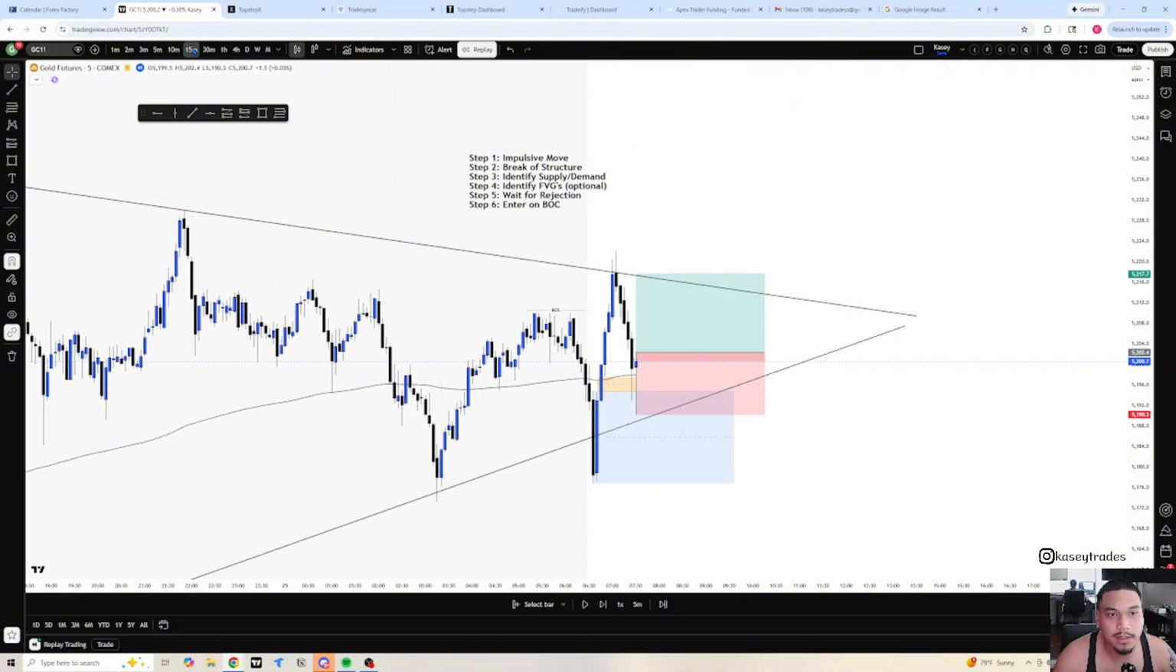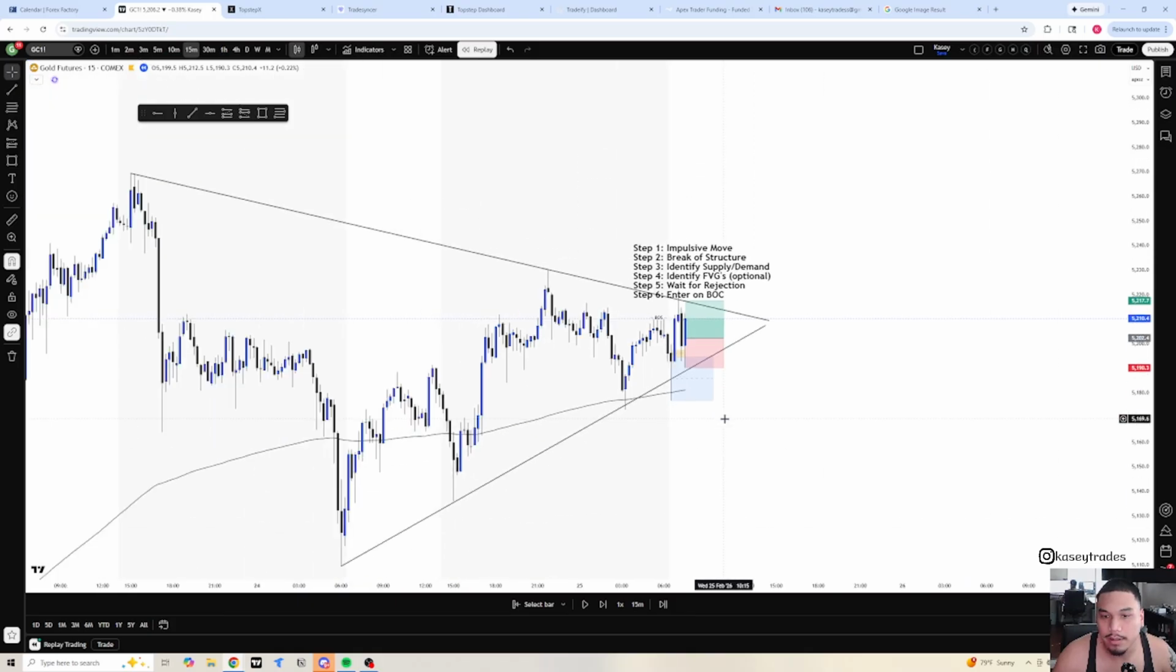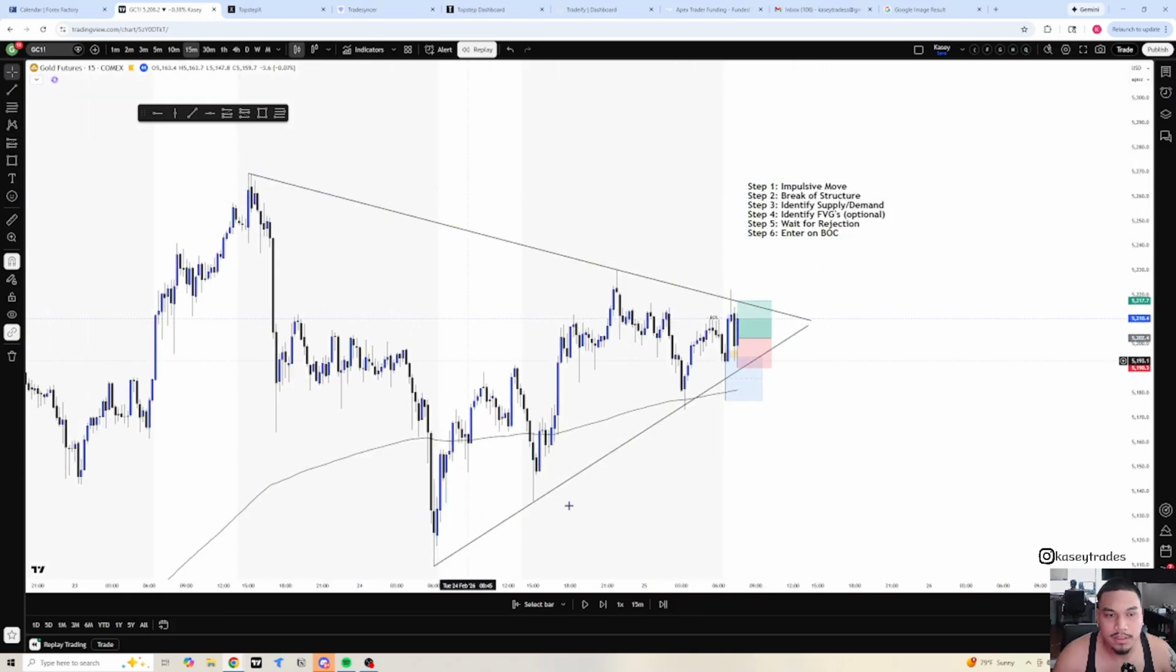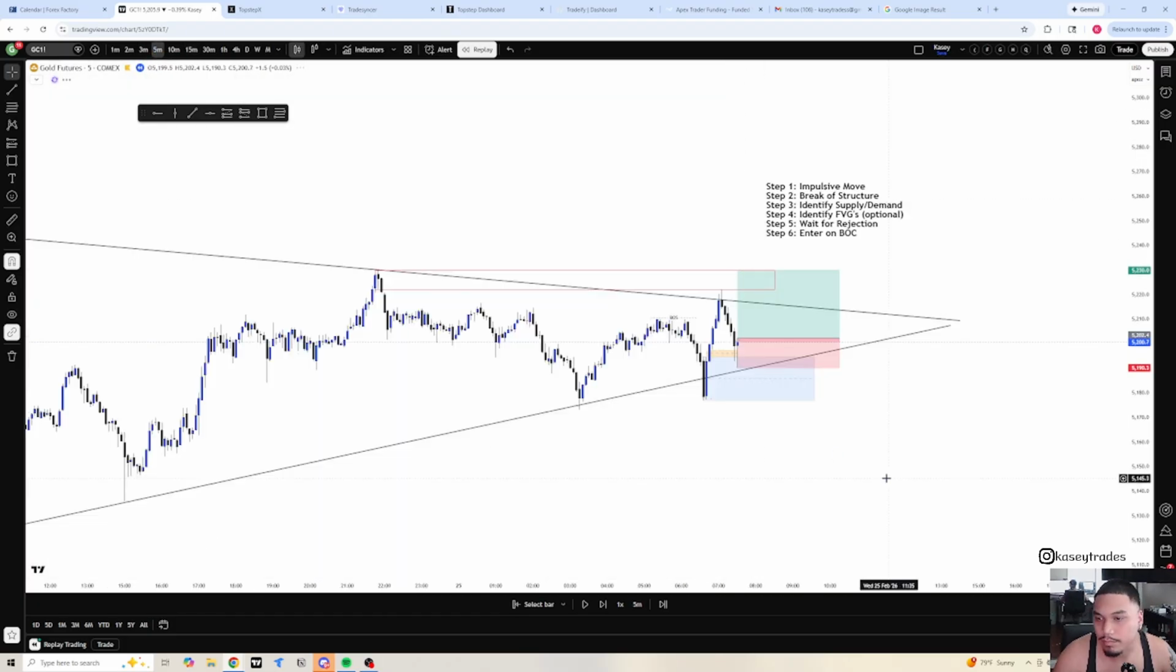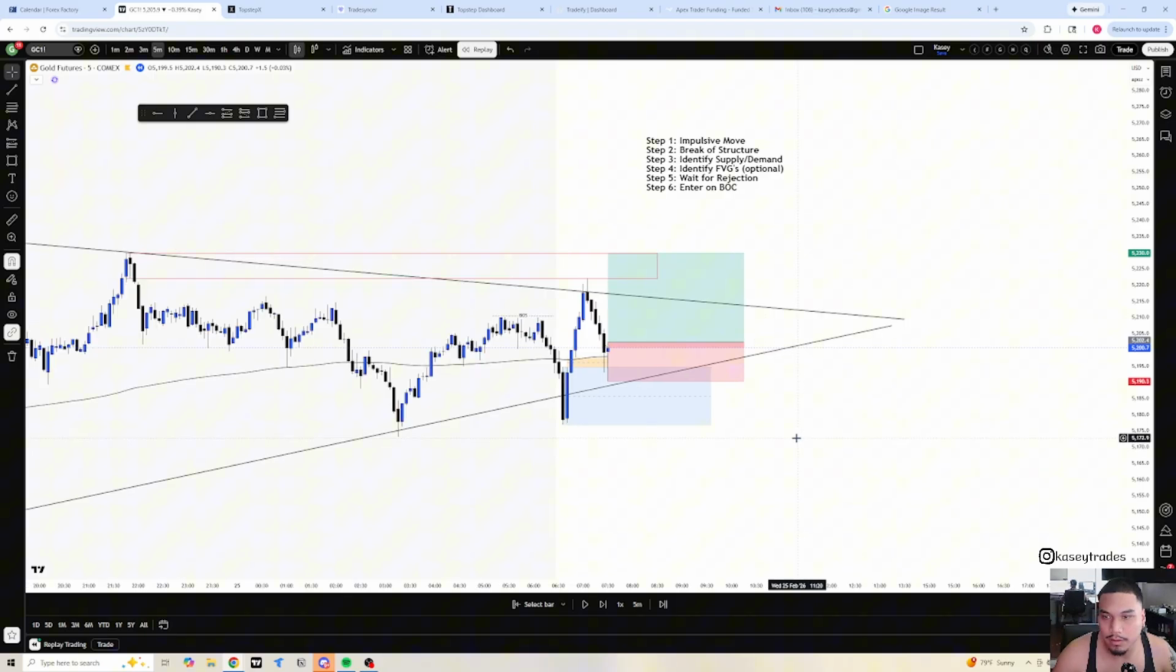But for this specific play, since we see this triangle, I would have taken it to point B over here, somewhere in this area. Yeah, so I would have just collected somewhere in this area because it's point B of this triangle. So after we have this rejection, we're going to wait for the break of this candle right here.